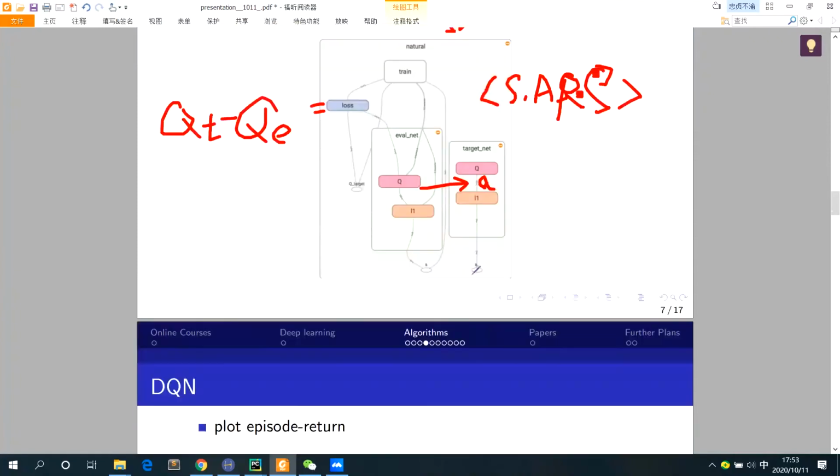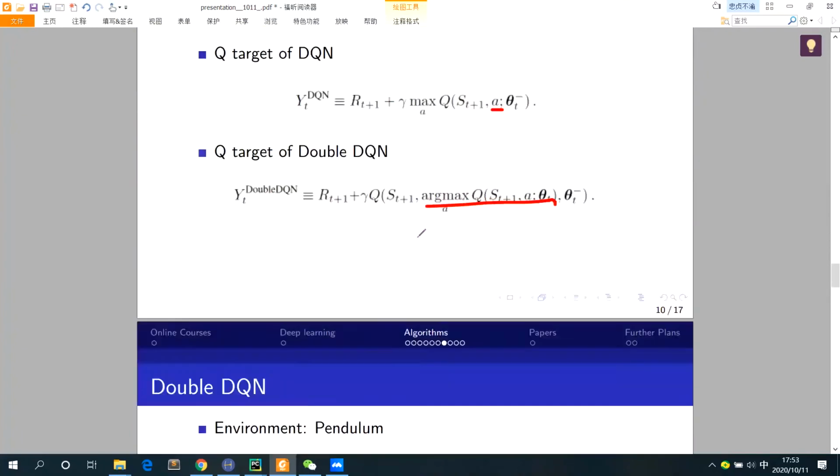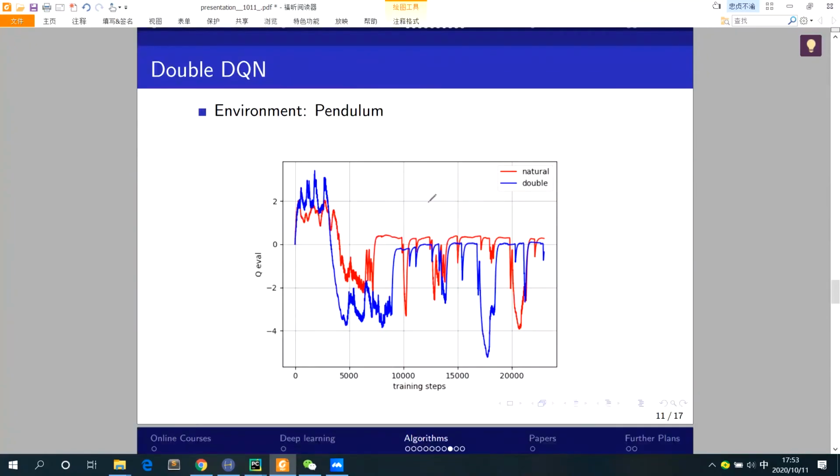And here is the result for the environment. We can see from here, the x-axis is training steps, and the y-axis is Q evaluate. The Q value here for natural DQN is bigger than its Q in double DQN. This is overestimation. Q target in natural DQN is always bigger than in double DQN.